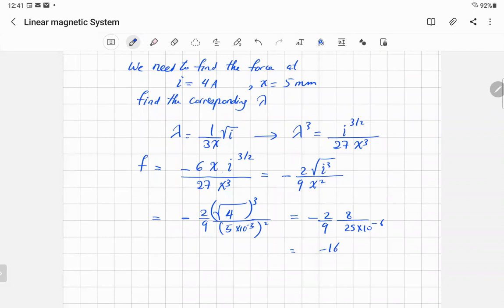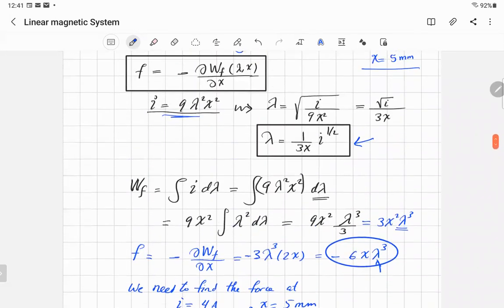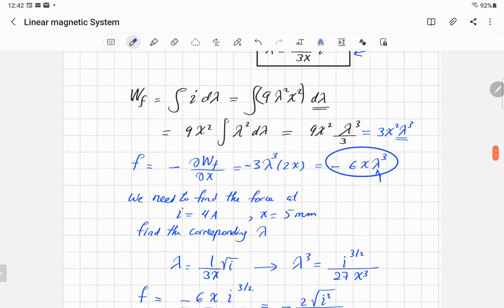It's equal to minus 16/9 over 25 times 10 to the minus 6. That would be the force. If I make a mistake, I make a mistake. Okay, so that would be the solution for the force using this equation, minus dWf over dx.